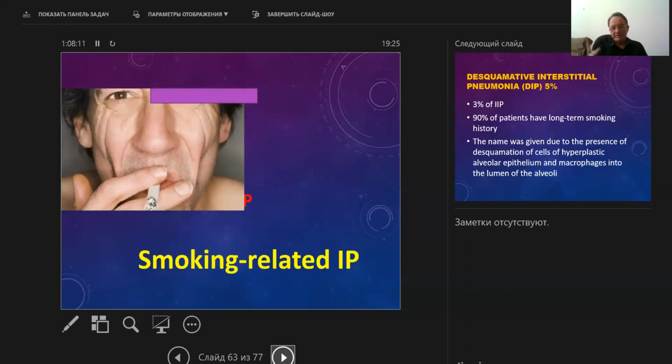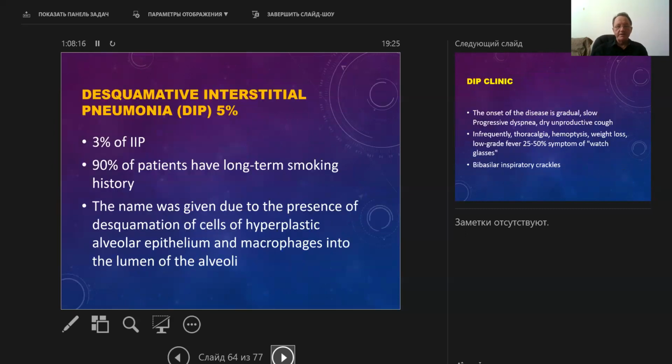Okay, a few words about smoking-related interstitial pneumonia. Desquamative interstitial pneumonia accounts for 5% of idiopathic interstitial pneumonias, and 90% of patients have a long smoking history. The name was given due to the presence of desquamation of cells of hyperplastic alveolar epithelium and macrophages into the lumen of the alveoli.